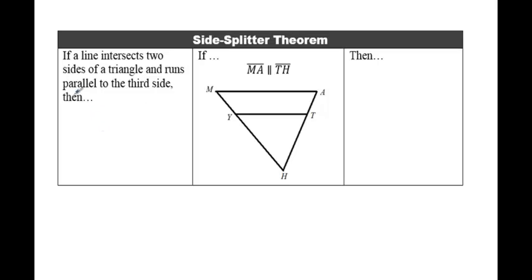Anyway, here's the theorem. If a line intersects two sides of a triangle and runs parallel to the third side, so let's see what we've got here. We have MA is parallel to TH. Those are parallel. Then, what do we know? Well, we know that the sides, this MY, if we compare it to this YH, that's proportional to the other sides, AT and TH right here. So it splits those two sides in a proportion.